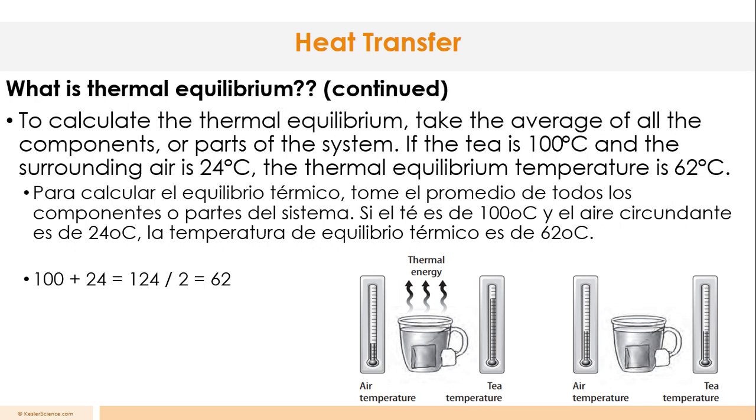To calculate thermal equilibrium, take the average of the components or parts of the system. If the temperature is 100 degrees and the surrounding air is 24 degrees, the thermal equilibrium is 62 degrees. 100 plus 24 equals 124. Divide that by 2, and that will equal 62. 62 degrees.